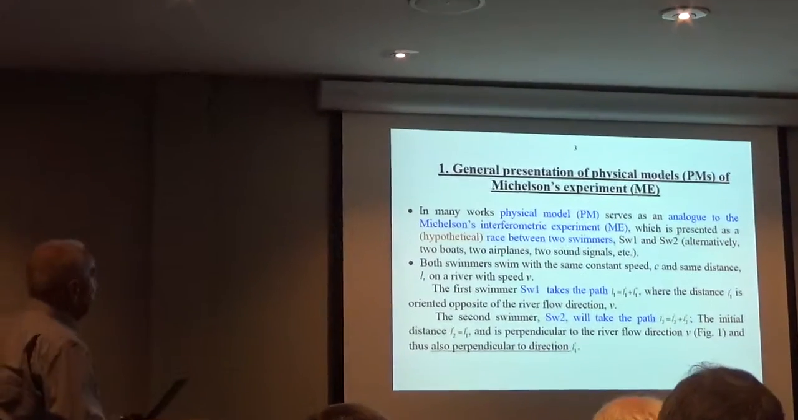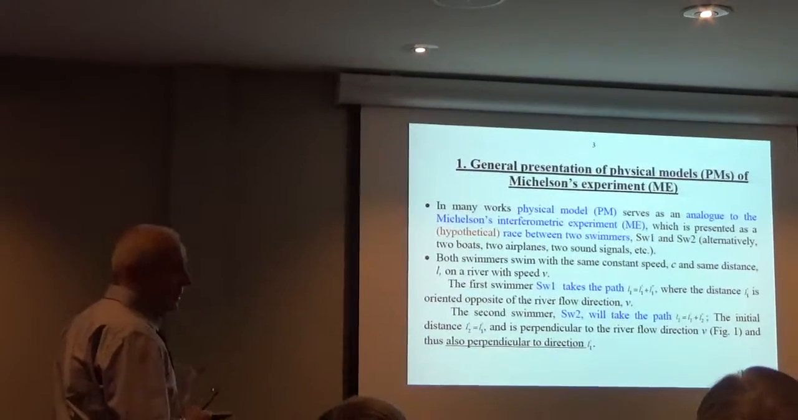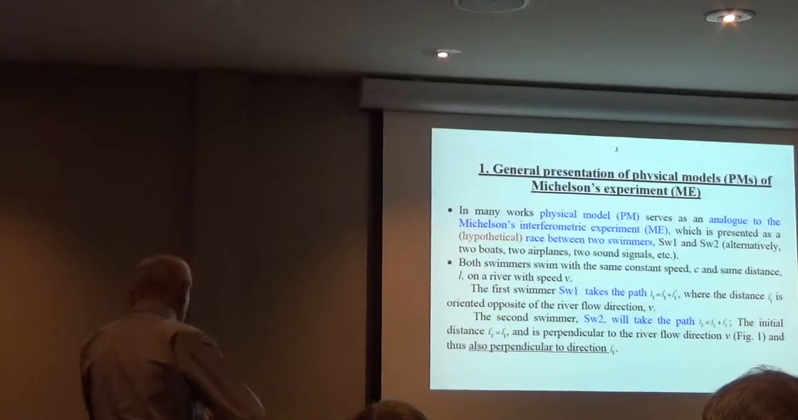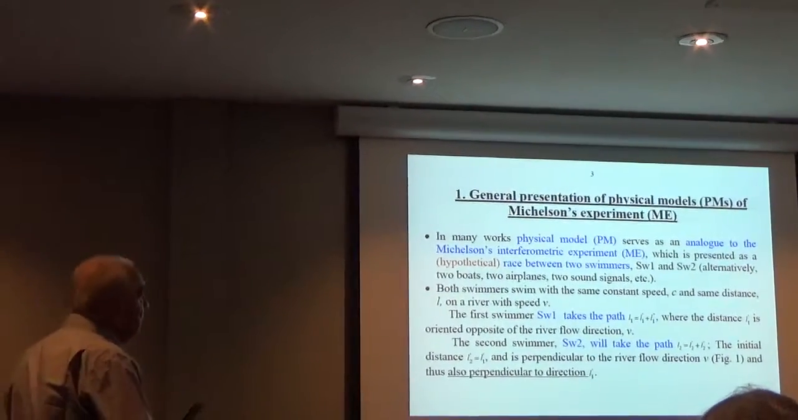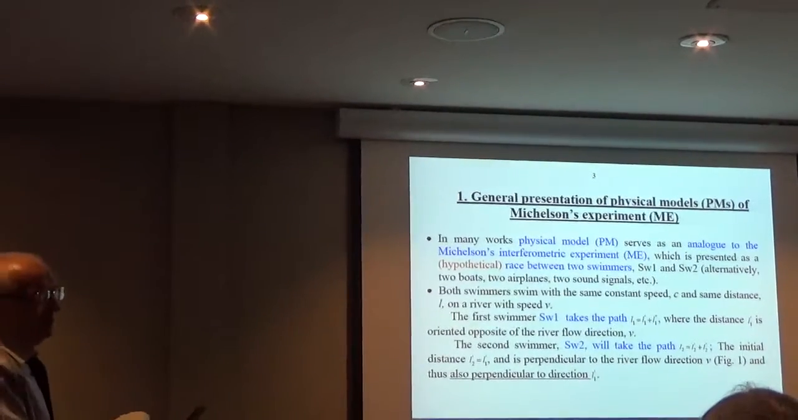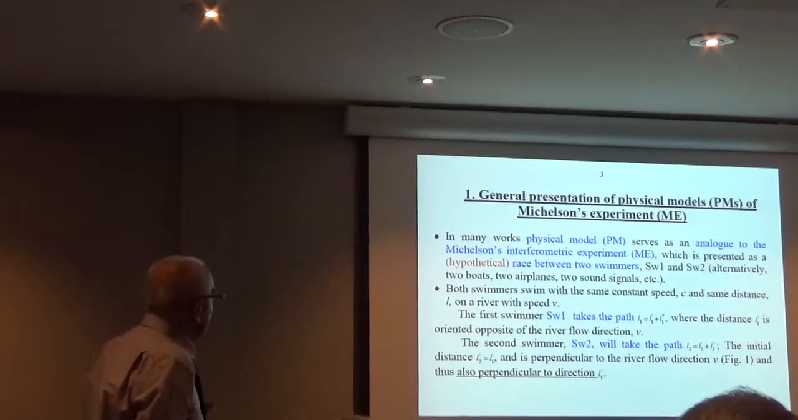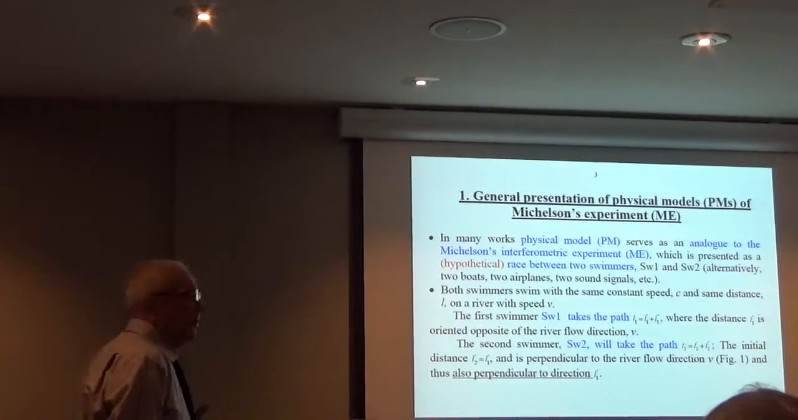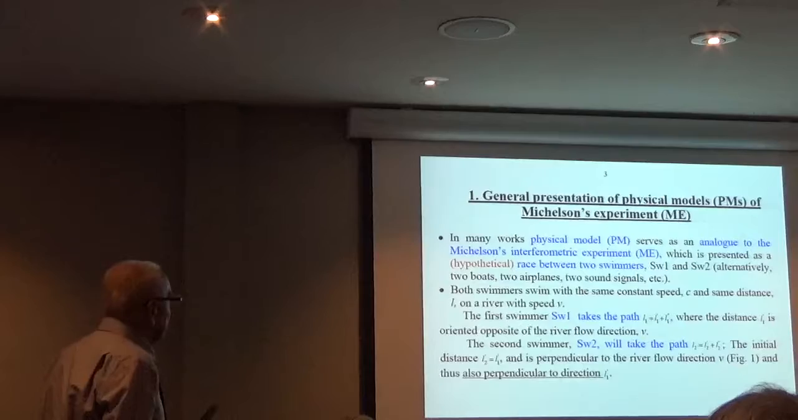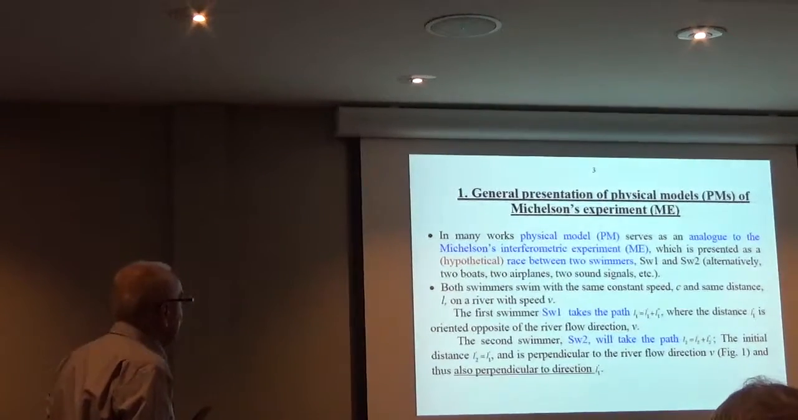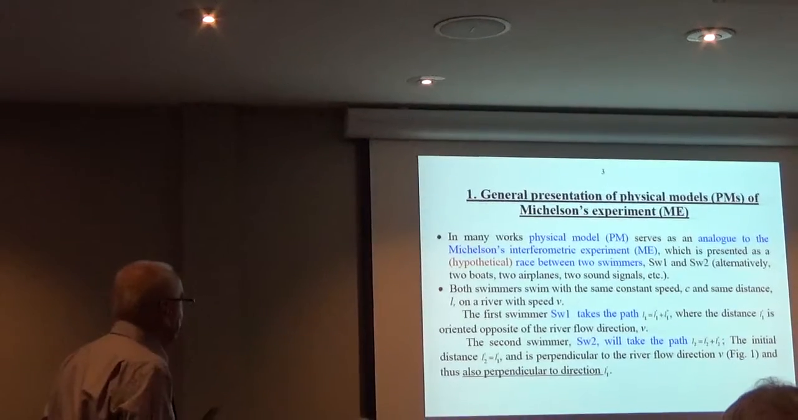As a general presentation of the physical model, I don't say all the details because many of us maybe know about this model of the Michelson experiment, which must be created by two swimmers, by two boats, to plane, or to sound, or other sign. But generally, the swimmer must have a constant speed on the river with the other constant speed V respectively C.